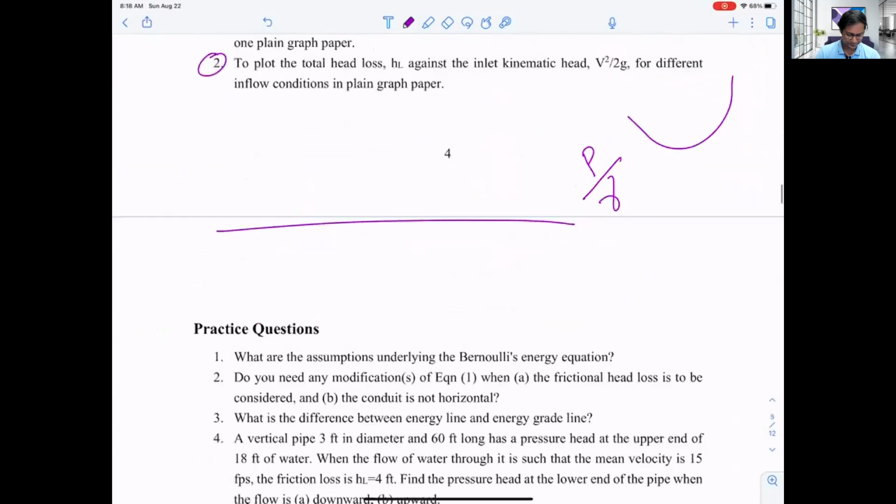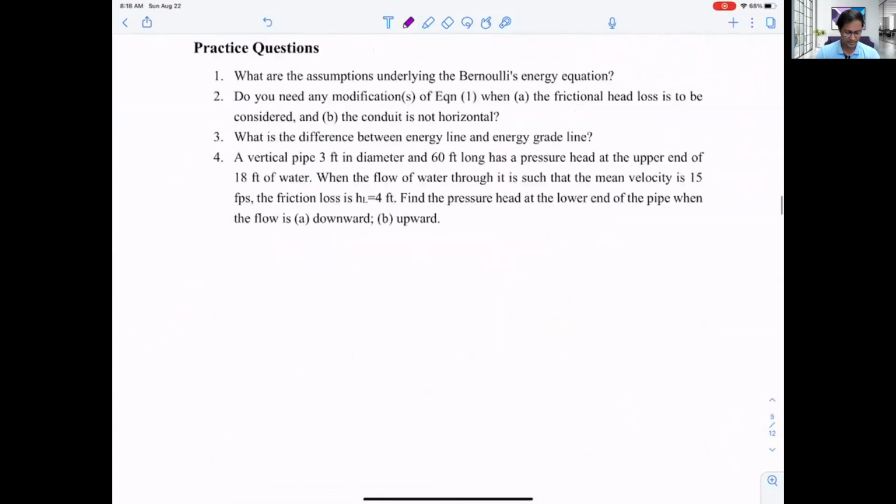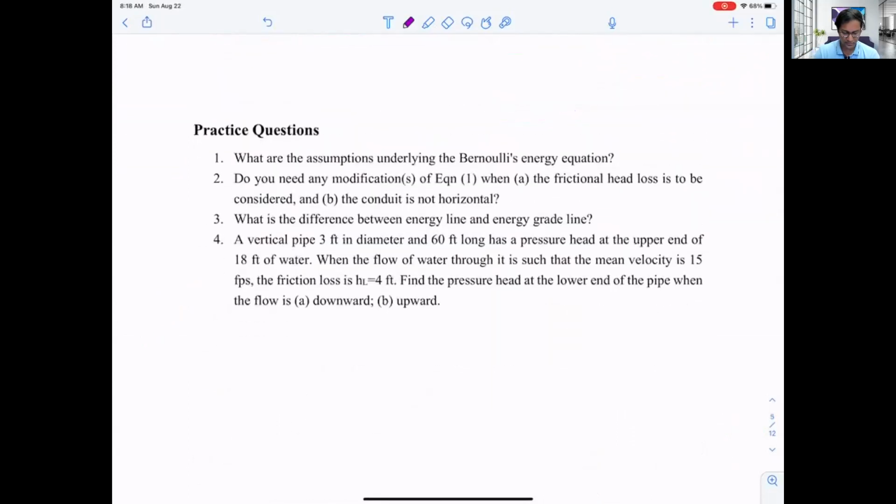And here are the questions. So some questions we can do. What are the assumptions underlying Bernoulli's energy equation? I already mentioned that one. The flow should be in a steady state condition, meaning the flow rate, velocity, everything will be constant with respect to time. If it is constant with respect to time, then it is called steady state.